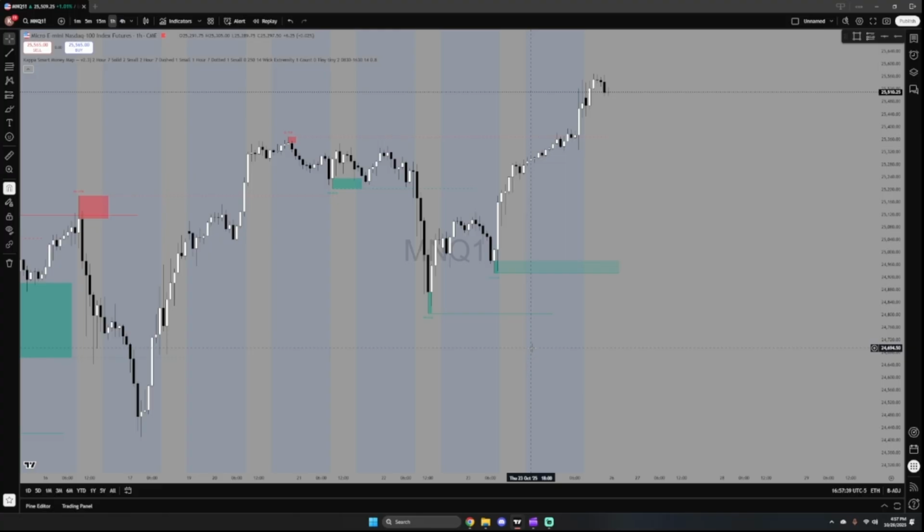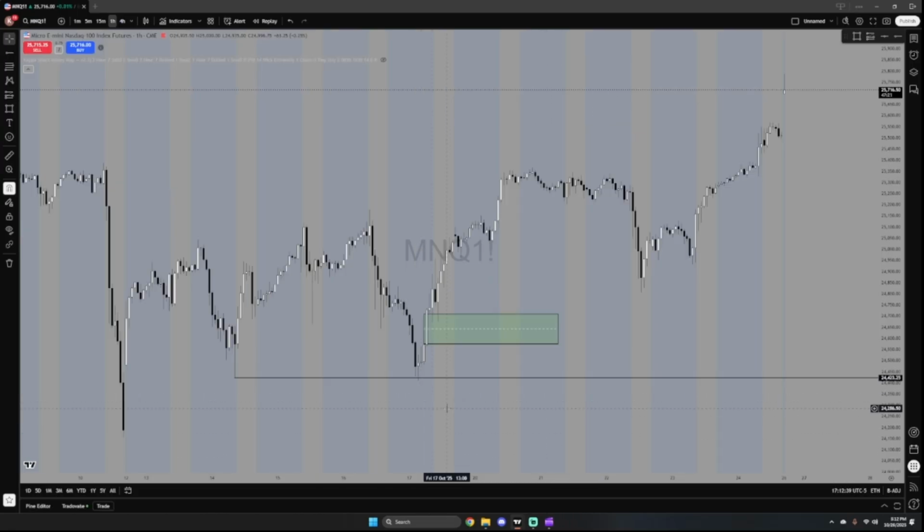I wait for it to get hunted, and that's when you catch those clean reversals everyone else calls random. Liquidity gives you context, structure gives you bias. Together, they give you timing. Now, once we've got structure and liquidity in line, I'm watching for a fair value gap.